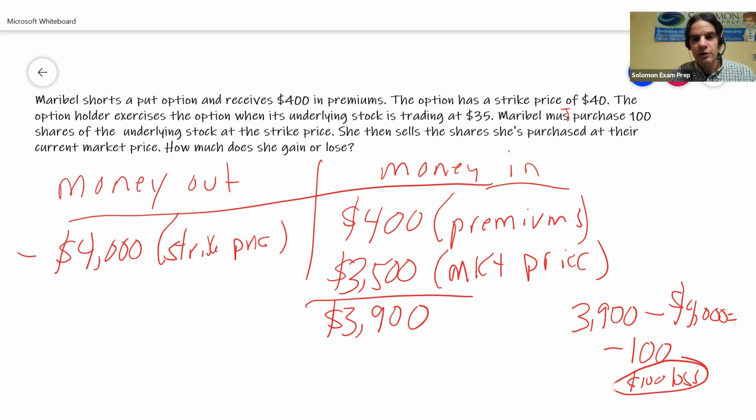So if you understand this process, you see questions like this on one of your exams, hopefully you're able to run through this and get those questions right.